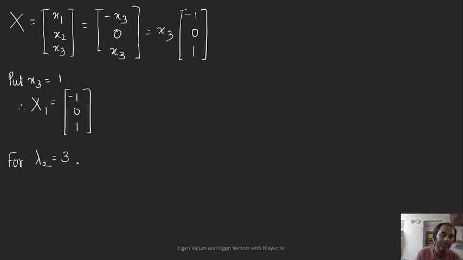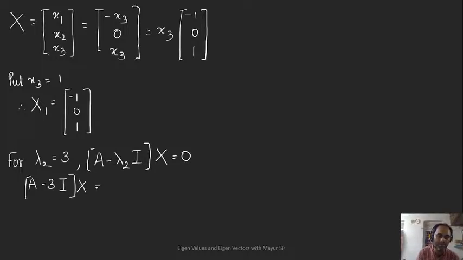So what do you do here? A minus lambda 2 I into capital X is equal to 0. So basically A minus 3I into capital X is equal to 0.